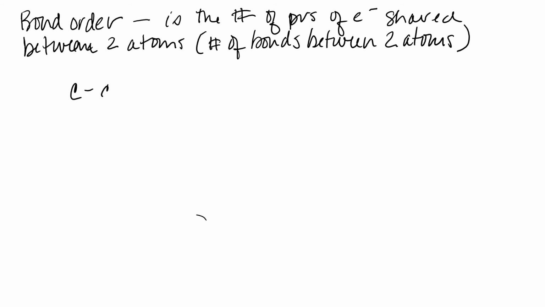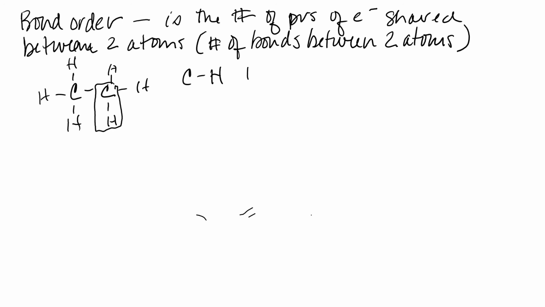Let's take this structure and we can look at it. There are 2 types of bonds in this structure. There are carbon to hydrogen bonds, and the bond order here equals 1, because there's just a single bond. And then the second type of bond we have is the CC bond. And this bond order is also 1.